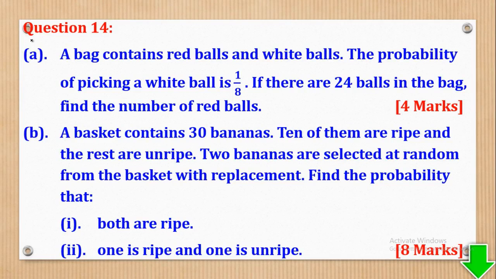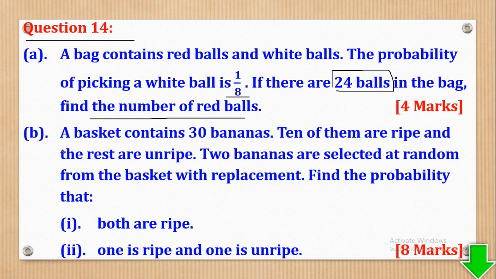So now we shall go to question 14. Question 14 part A says a bag contains red balls and white balls. The probability of picking a white ball is 1/8. If there are 24 balls in the bag, find the number of red balls.